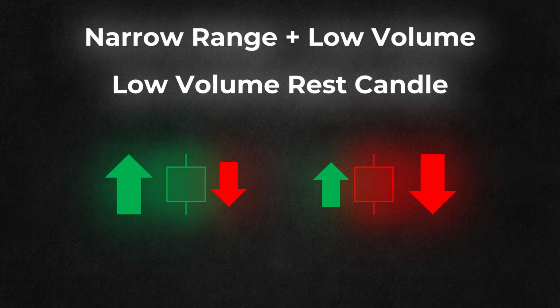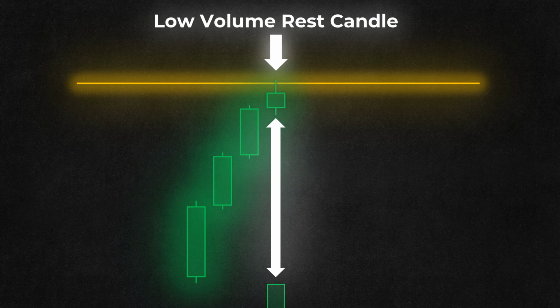This is sometimes called a low volume rest candle. It simply means that the market has taken a break from advancing. Let's observe a hypothetical situation. Imagine that price is approaching a resistance line, and at that line, a low volume rest candle appears.